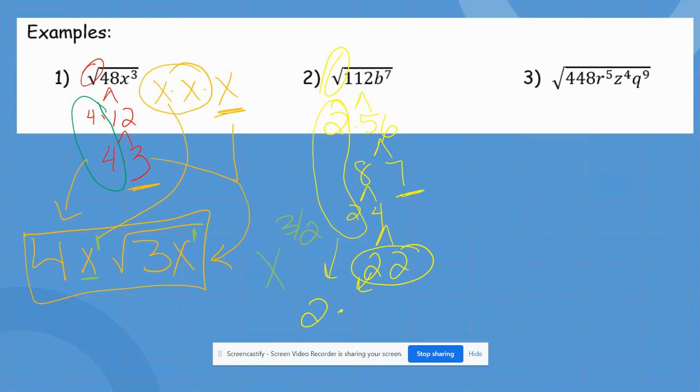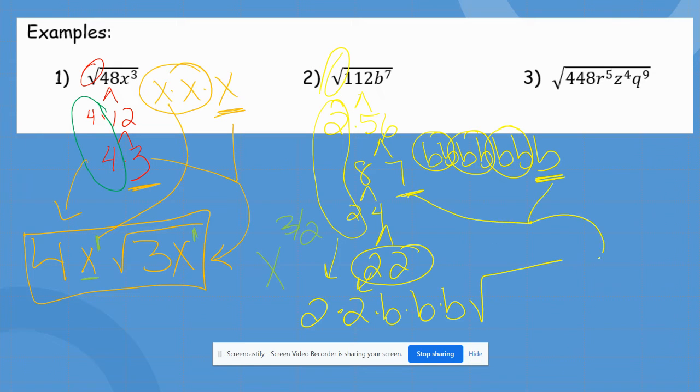So 2 times 2. Then we have b to the 7. So 1, 2, 3, 4, 5, 6, 7. Group of 2, group of 2, group of 2. So I have b, b, b, with this b stuck at home. So 7b stays there. Now the last thing I have to do is multiply all of this together. So 2 times 2 times b times b times b is 4b cubed, square root of 7b.